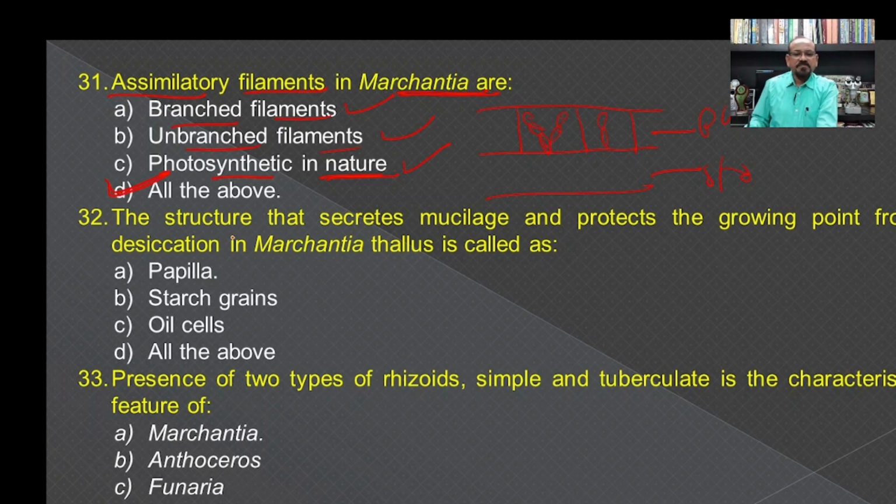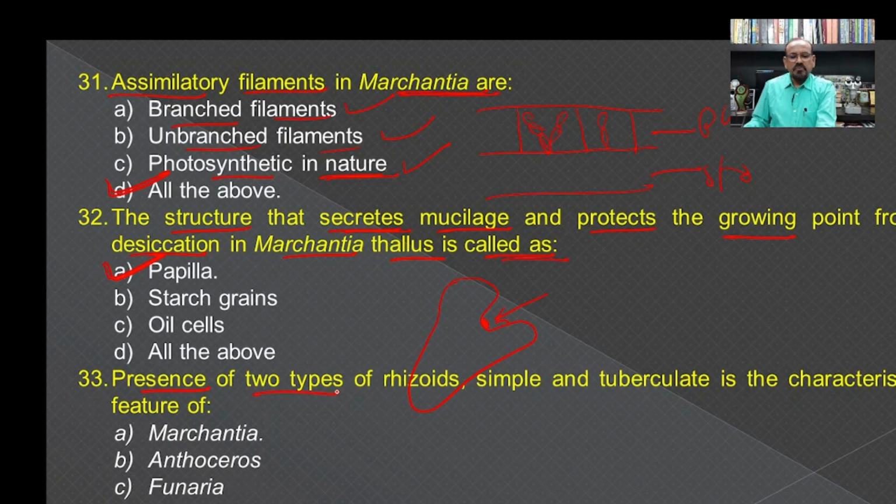The structure that secretes mucilage and protects the growing point from desiccation in Marchantia thallus is called as... So in a Marchantia thallus, in the notch, there is a presence of a growing point, and here there is a presence of a structure which is responsible for the synthesis of the mucilage, which is protective in function to that of the growing point, and this is known as the papilla.